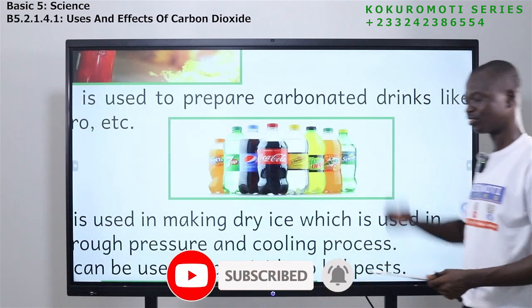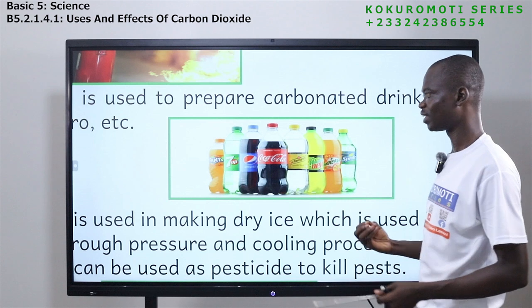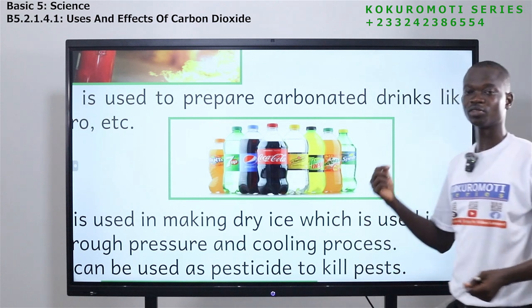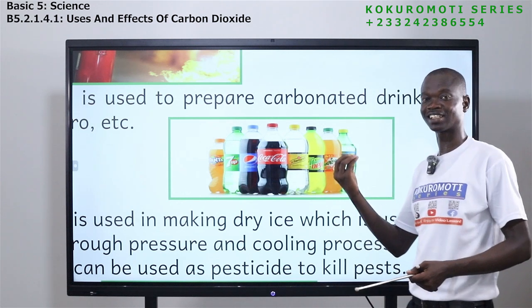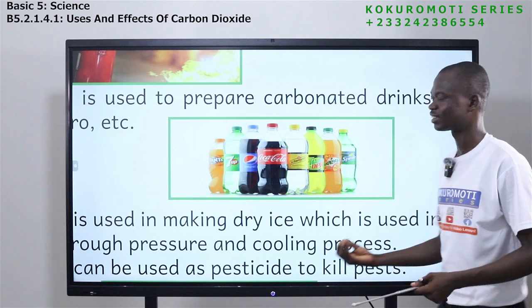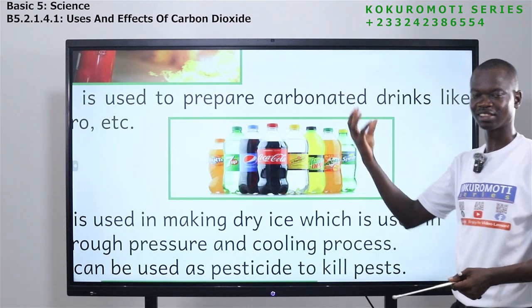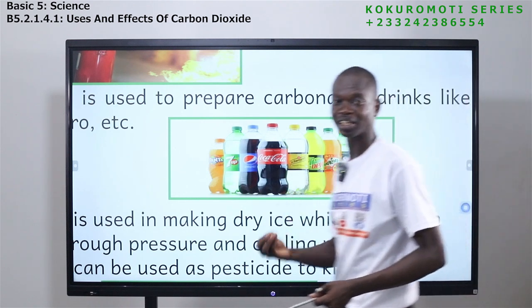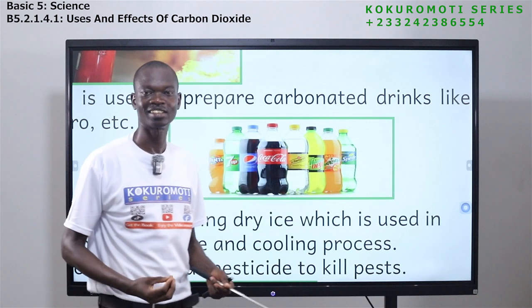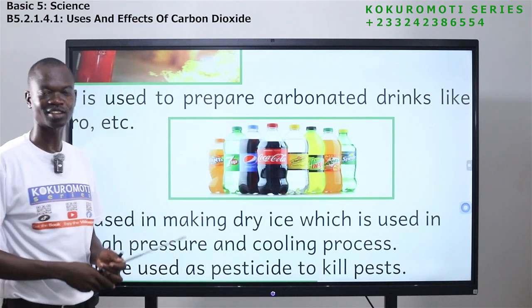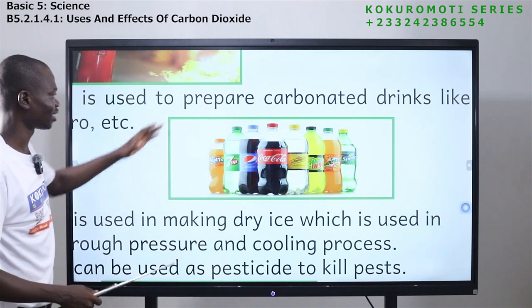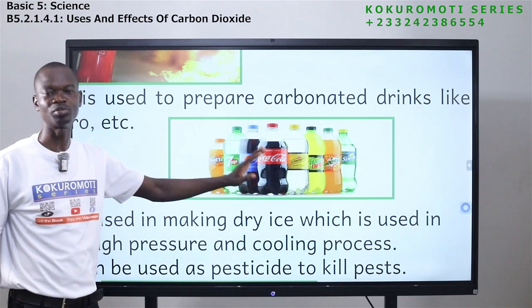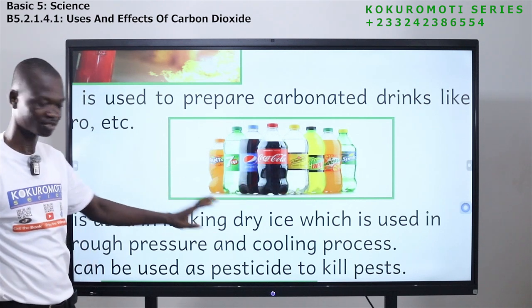Before you open this, you shake it and then open it. The moment you open it, you see what? Explosion of gas. Gas will be just moving up like this. So you know carbon dioxide too is also a gas. It's one of the components of gas. So it is used to prepare carbonated drinks. Carbon dioxide.